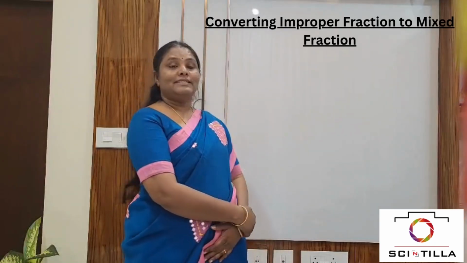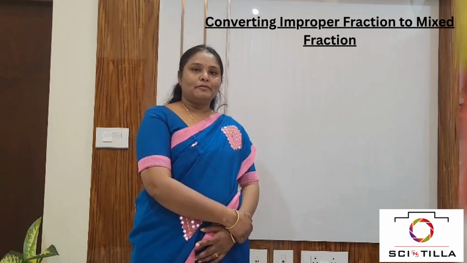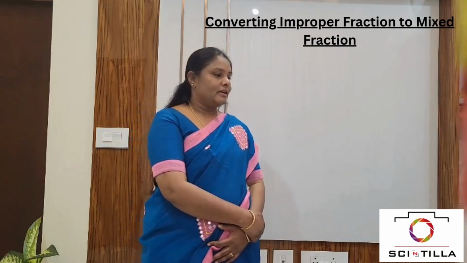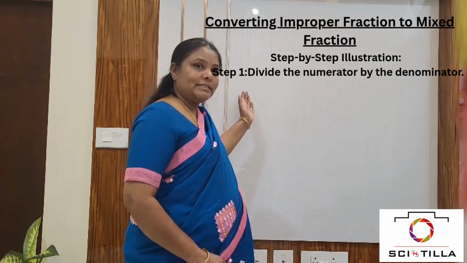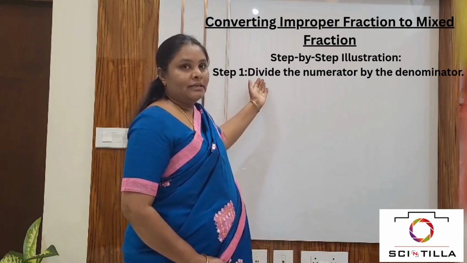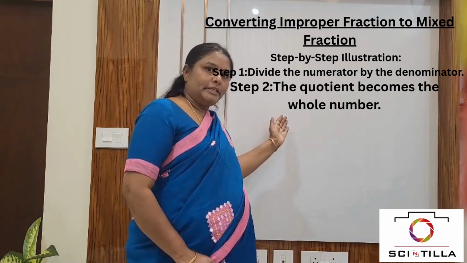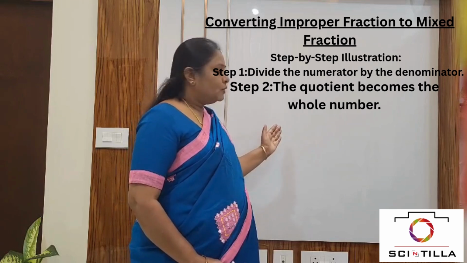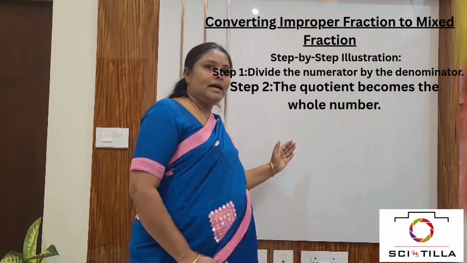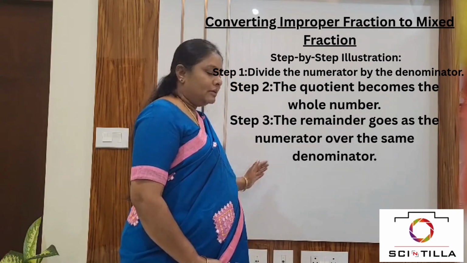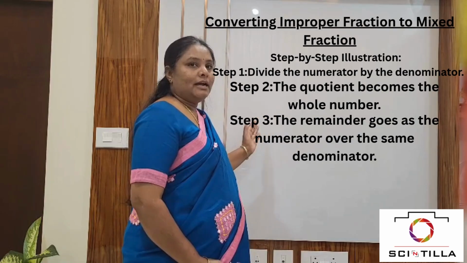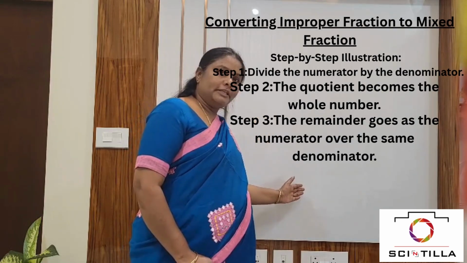Now, let us learn how to convert an improper fraction into a mixed fraction. For that, here are the steps given below. What is the first step? You have to divide the numerator by the denominator. Once you divide, you will get a quotient and the remainder. The quotient becomes your whole number, the remainder becomes your numerator, and the divisor becomes your denominator.